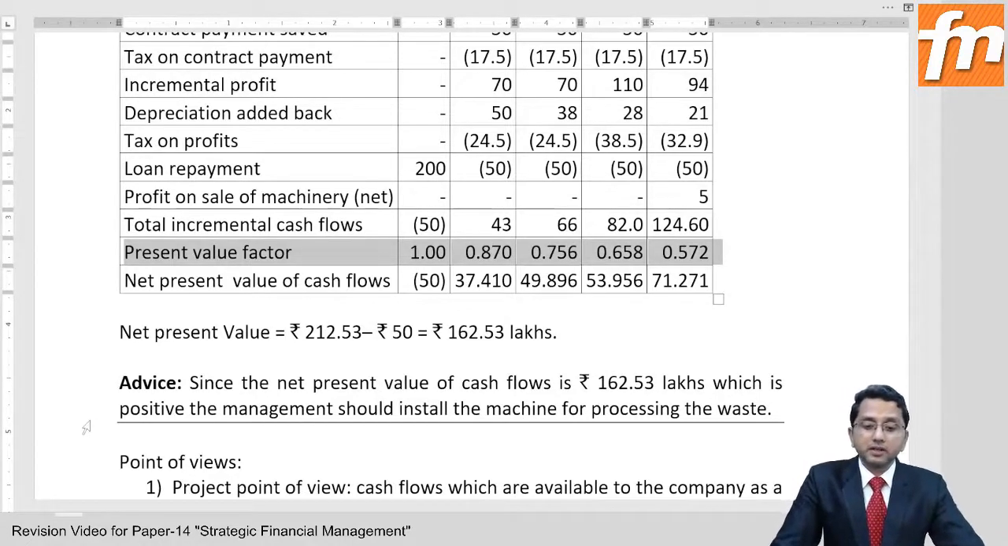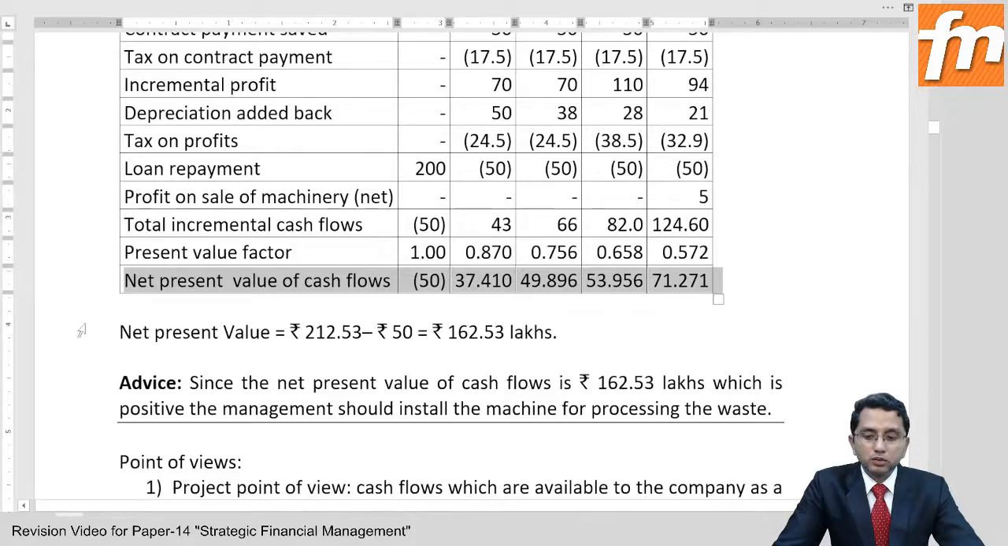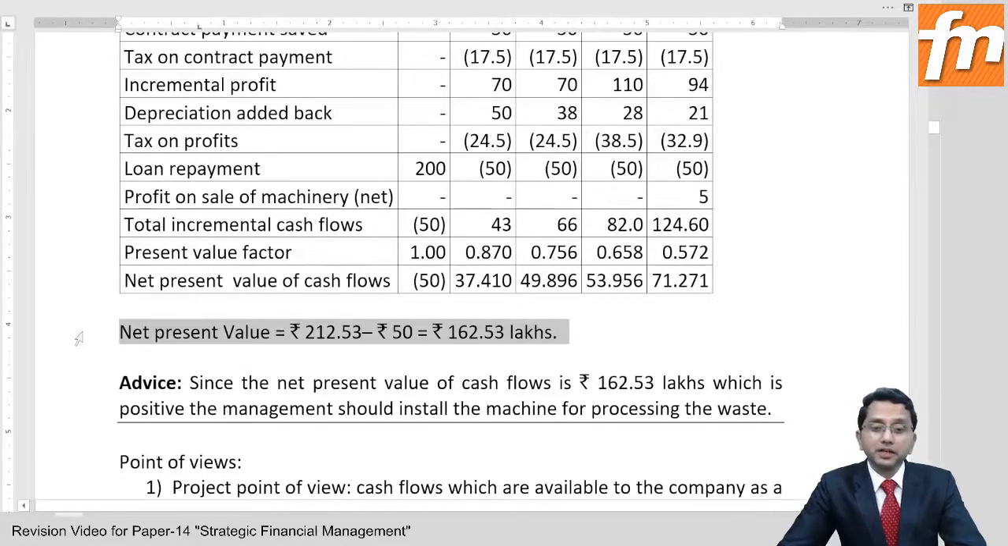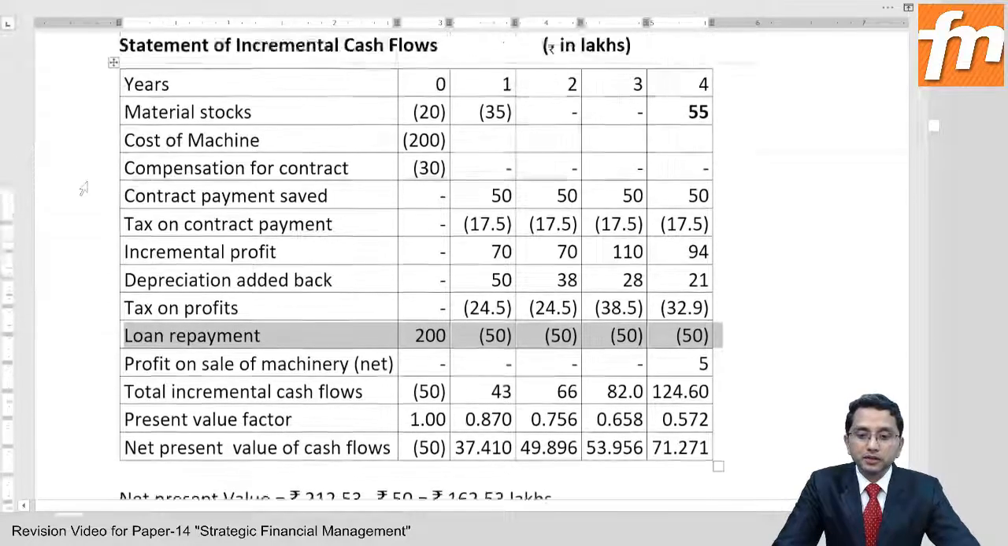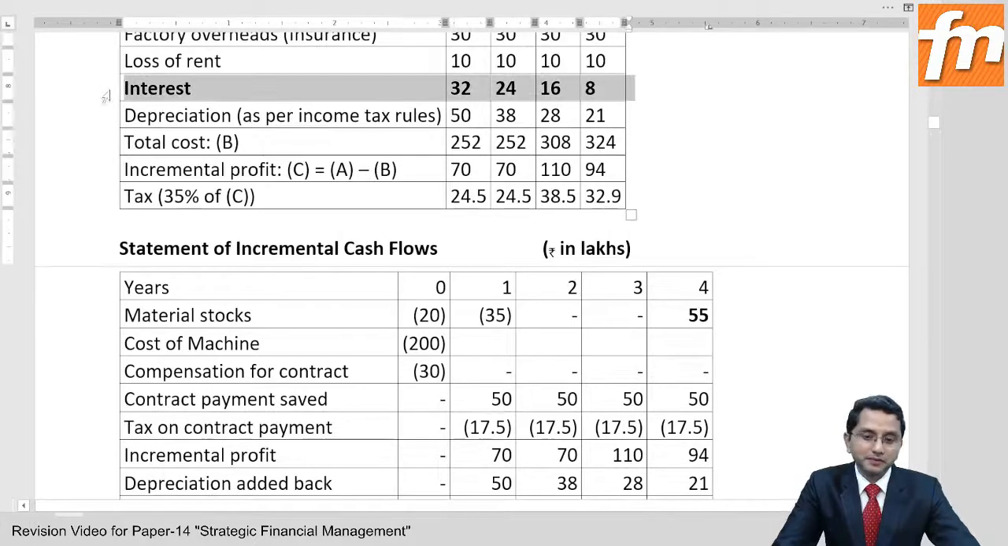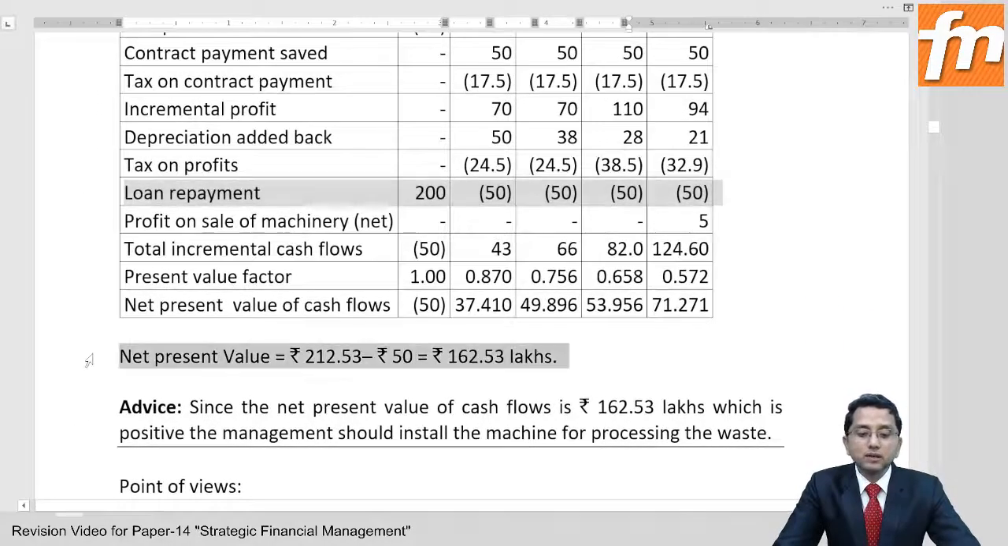I have not written it here, but it is given in the question to discount cash flows at 15% per annum. Then you arrive at the present value of cash flows, and finally the net present value is positive, which is 162 lakhs. As NPV is positive, the proposal should be accepted. My dear friends, this is equity NPV, right? Because you have considered loan related cash flows here and also here, and its tax benefit is automatically considered. You have considered all financing cash flows, and this NPV is equity NPV.